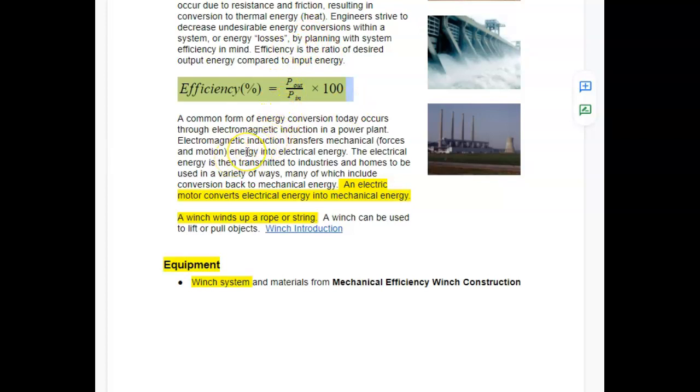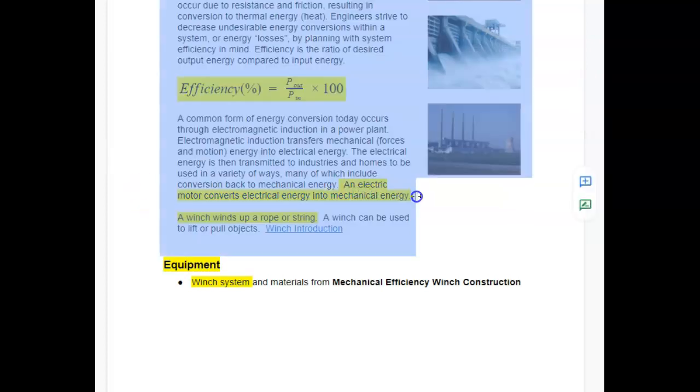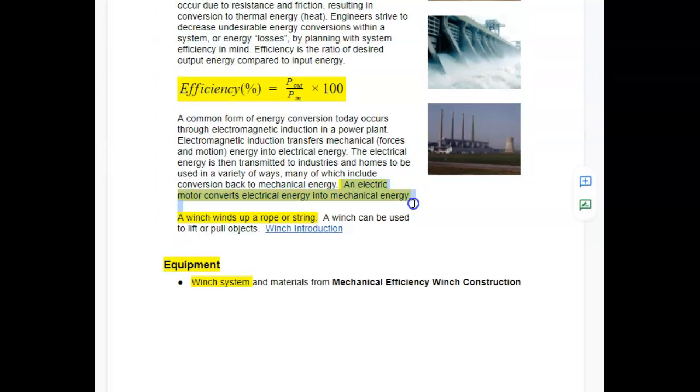A common form of energy occurs today through electromagnetic induction in a power plant. Electromagnetic induction transfers mechanical forces and motion energy into electrical energy. The electrical energy is then transmitted to industry and homes to be used in a variety of ways, many of which include conversion back to mechanical energy. An electric motor converts electrical energy into mechanical energy. A winch winds up a rope or string. A winch can be used to lift or pull objects.